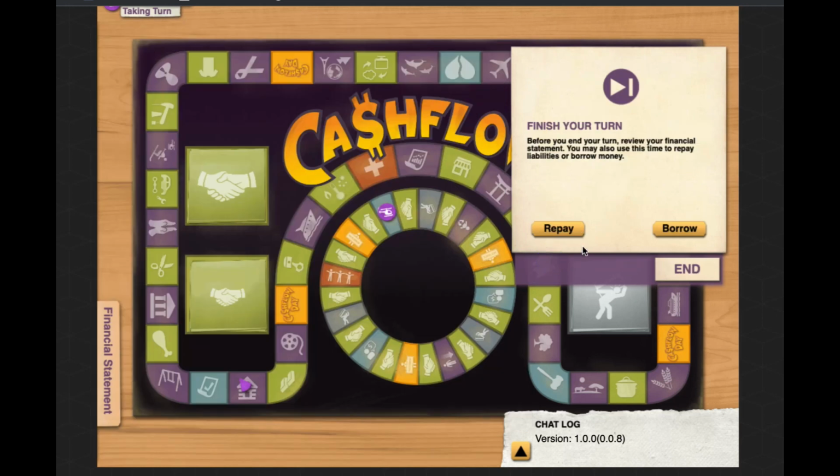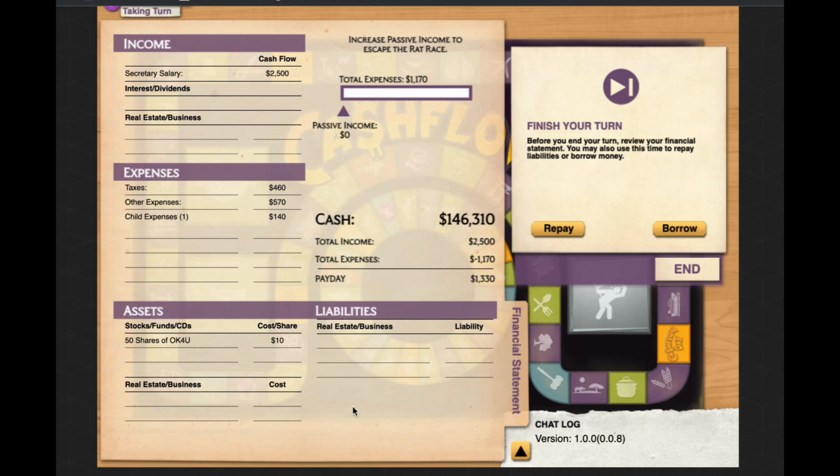Okay. And now if we go back to the financial statement, all my debts are gone. All these payments are gone. And because there's no expenses, all that goes down to my bottom line here. That just increased. It was $700, so it's almost doubled. So now, that being said, I only have to come up with $1,170 to get out of the rat race.